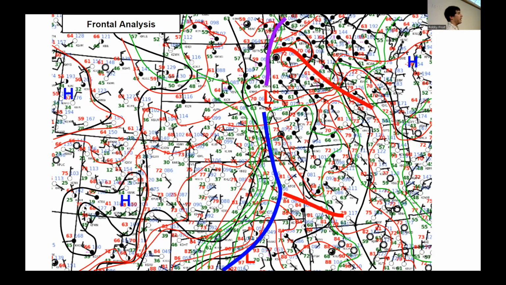And as you go through the day, you can start to pay attention. Okay, how is this boundary behaving? Is it behaving more like a cold front, an outflow boundary? Maybe it's acting more like a warm front. But just go ahead and mark it, because it could be really important.